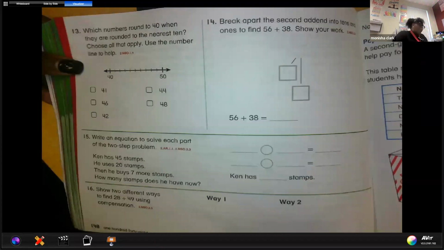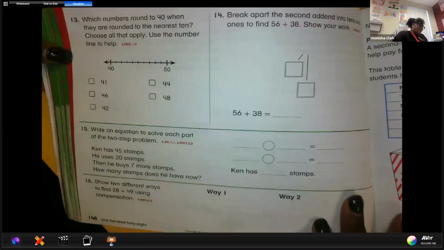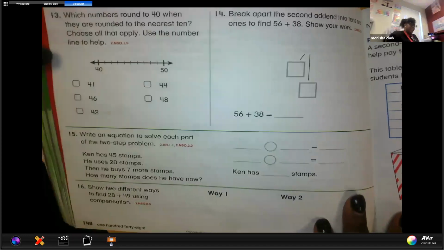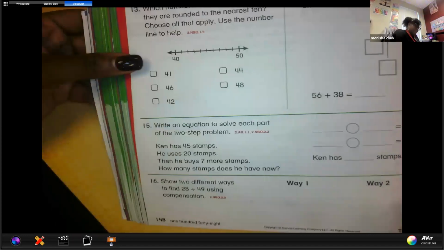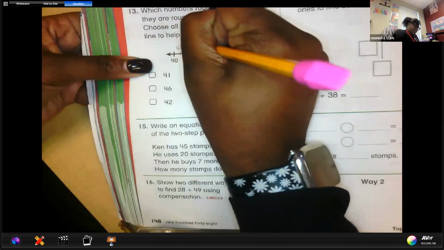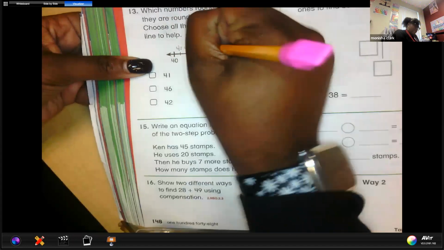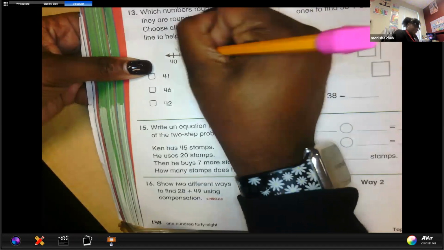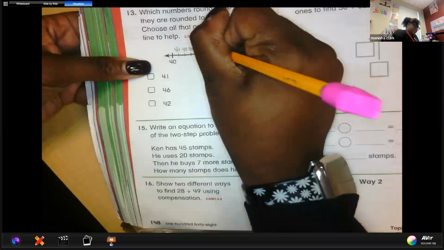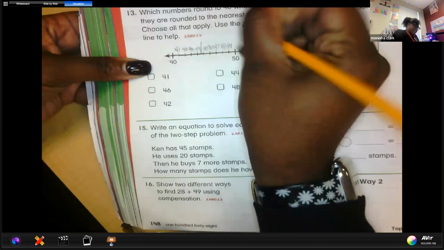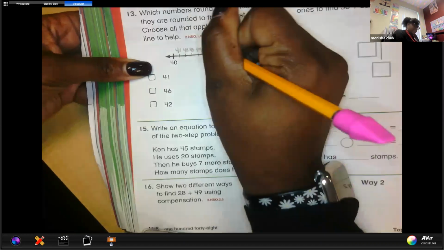Okay. Which numbers round to 40 when they are rounded to the nearest 10? Choose all that apply. Use the number line to help. So this is what I would do. If I'm using this number line to help, let's go ahead and write the numbers 41, 42, 43, 44, 45. And we know all of these from 44 on over are going to round to 40. 46, 47, 48, 49. All of these numbers round to 50.